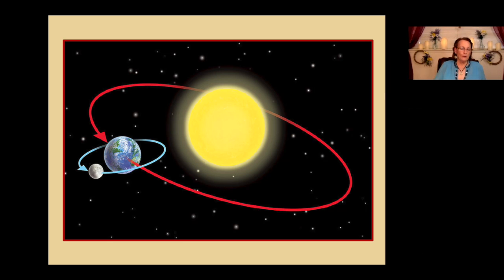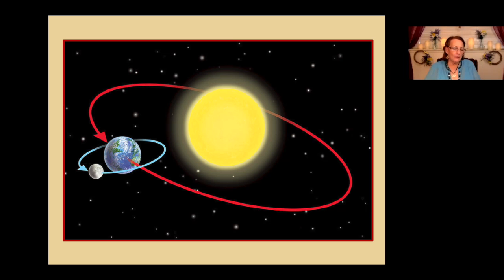This is a simple diagram of the sun and the moon and the earth. And we see that the earth goes around the sun in its own orbit. That's called the ecliptic. And the moon goes around the earth in its own orbit.